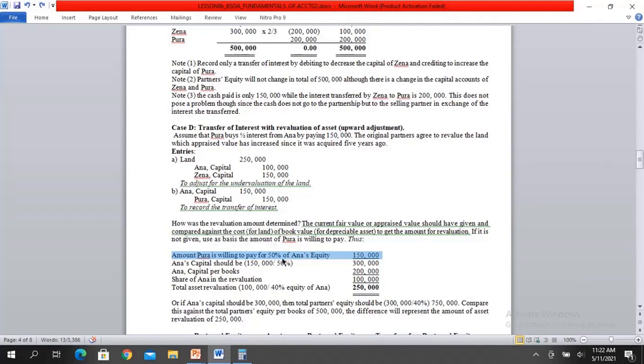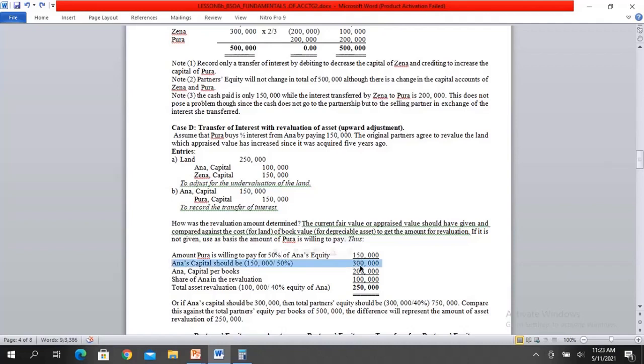Therefore, Anna's capital should be 150,000 divided by 50%. So, 150,000 divided by 1 over 2. Ayan. So 150,000 divided by 50% is 300,000. So ito yung ginamit natin na 50% kasi nga 50% yung bibilhin ni Pura kay Ana, na equity ni Ana. Ayan. So na worth 150,000. Ngayon, ang Anna's capital should be 300,000.